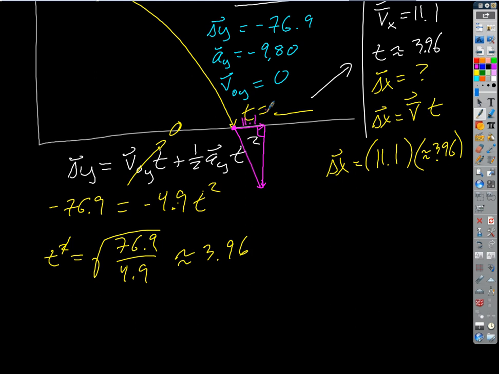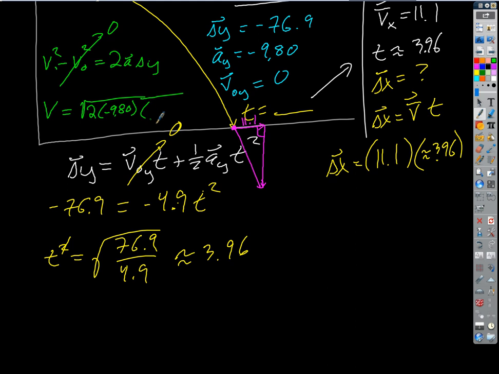Number 4, the one that doesn't use t. Good, so we could go final speed squared minus initial speed squared equals 2a delta y. Okay, and initial speed is 0, so final speed is the square root of all that stuff. So 2 times negative 9.80 times, do you remember what the displacement was? Oh, there it is, negative 76.9.